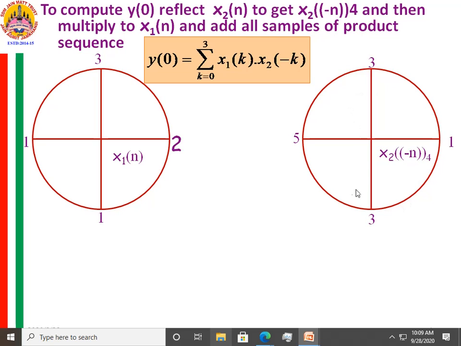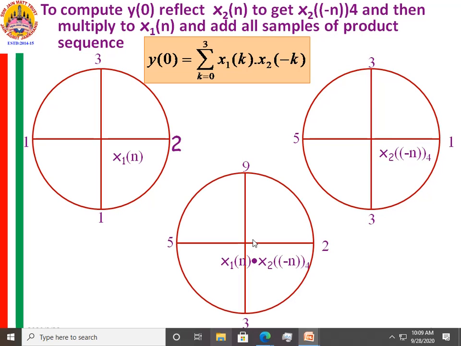So once you obtain x2 of minus k, then pointwise you have to multiply these two, obtain the product sequence and add all the samples of this product sequence so that you get y0. Now if I add all these points together, then my y0 will be equal to 19. See here: 3 plus 2, 5, 5 plus 5, 10, 10 plus 9, 19. Therefore, y0 is equal to 19.